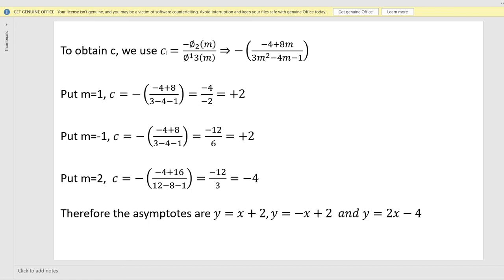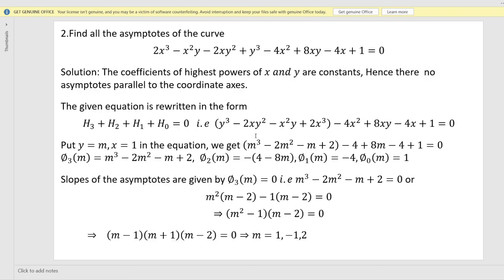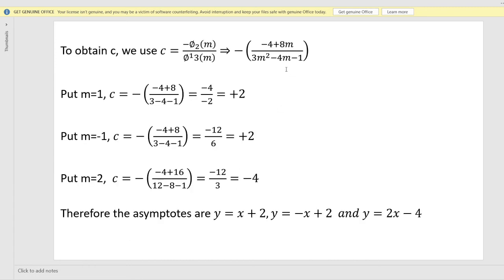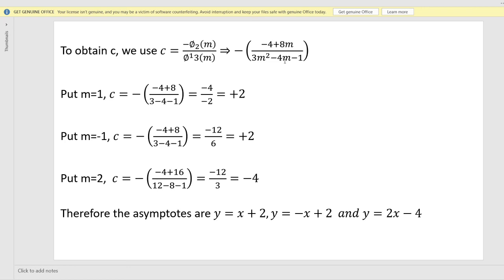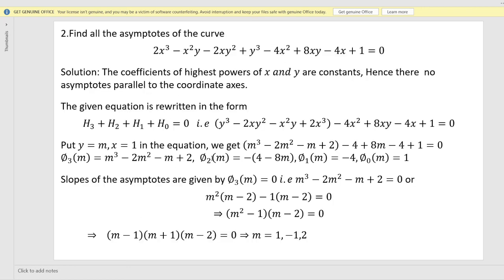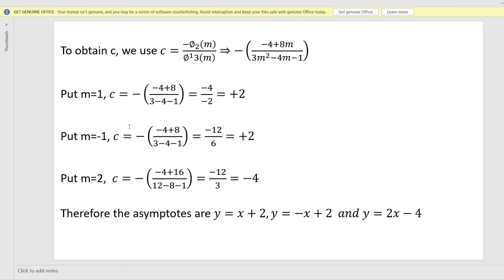Next, to obtain the value of c, c is equal to minus phi 2 of m divided by phi 3 dash of m. Minus of 4 minus 8m, or minus 4 plus 8m, divided by phi 3 dash of m, which is 3m square minus 4m minus 1. Next, m is equal to 1. The roots are 1, minus 1, 2. Applying m equal to 1, minus of minus 4 plus 8 divided by 3 minus 4 minus 1.